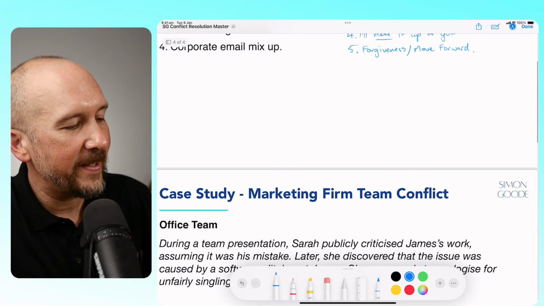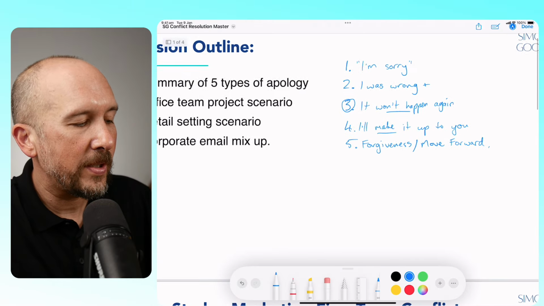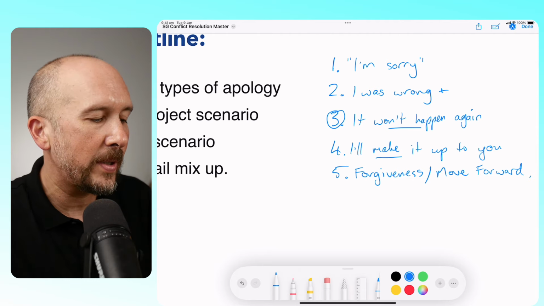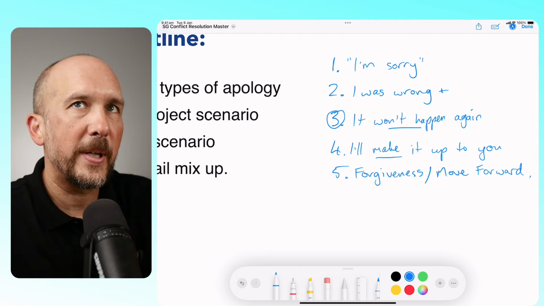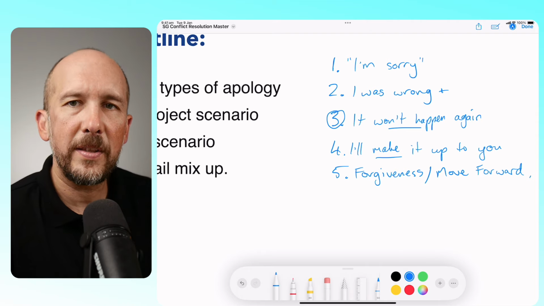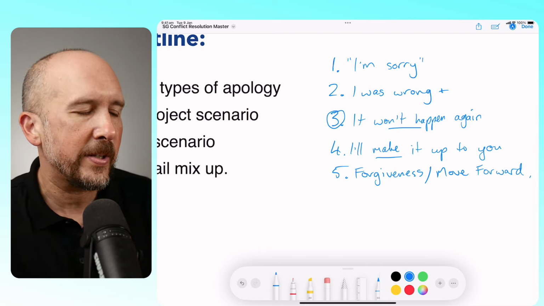Let's go back to the types again. I was wrong. I shouldn't have done that. It won't happen again. This is what I'm going to do differently moving forward. That could be, again, a suggestion about changing the structure or some method that she's going to use to prevent the problems from coming up later down the track.